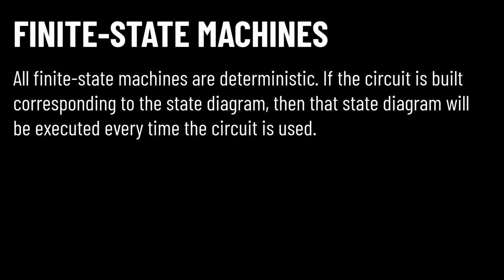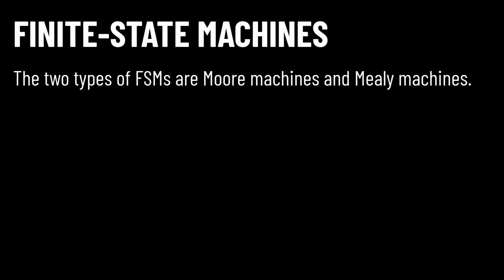As with counters, all finite-state machines are deterministic. This means that the circuit will go through the exact same transitions given the same current states and input values. If provided with a circuit diagram or given enough time, an engineer can derive the state diagram of the circuit, and the circuit will follow that state diagram. The two types of finite-state machines are Moore machines and Mealy machines. Both of these finite-state machines have similarities and differences in their designs, and we'll discuss both of them in detail in the next 2 videos.